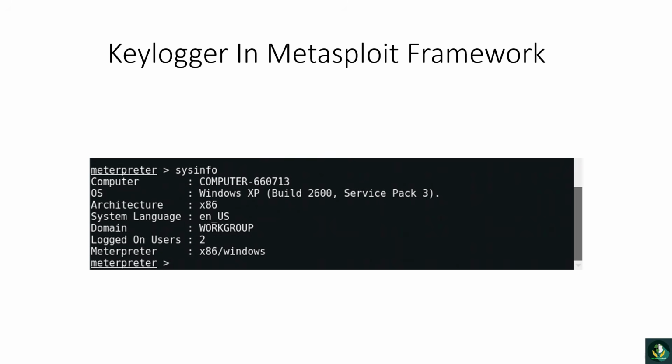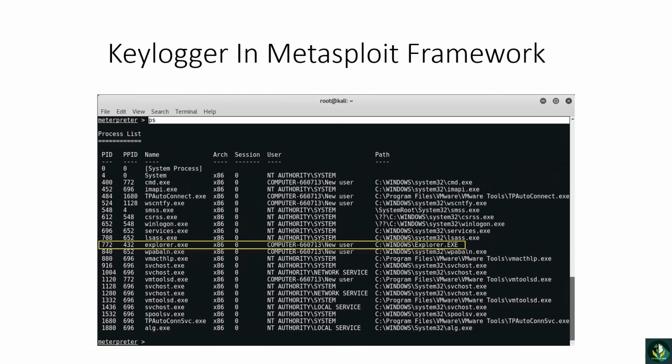After that, just type ps in your command terminal to view all the running processes in the Windows machine which you hacked with Metasploit. In this screenshot you can see the process ID of explorer.exe, which I have highlighted.